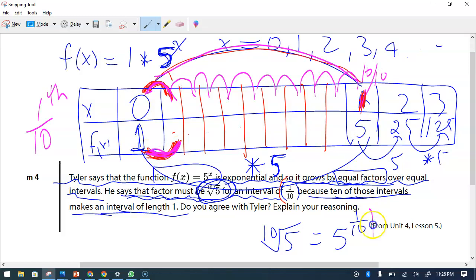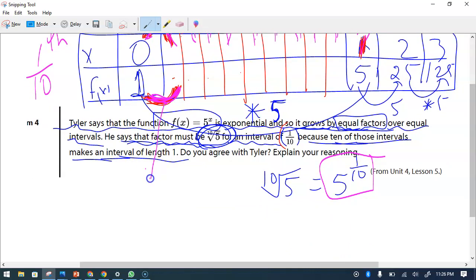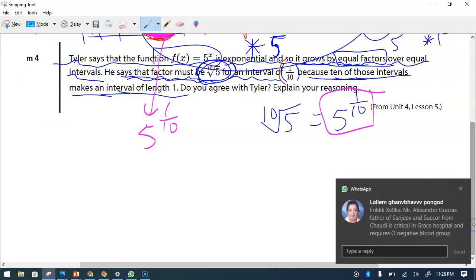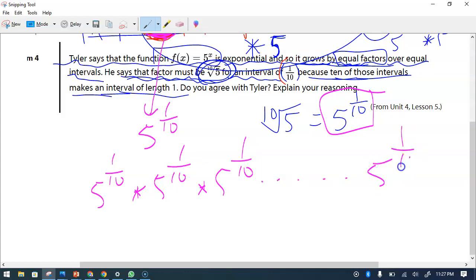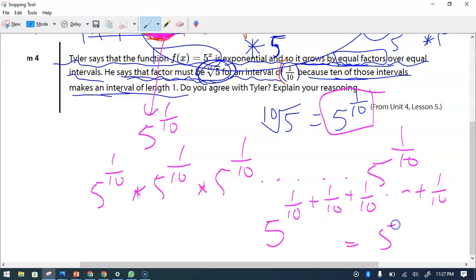So this will be the right answer, because if you see this part, it is 5 raised to 1 over 10. Because when you multiply 5 raised to 1 over 10 times 5 raised to 1 over 10 multiplied by 5 raised to 1 over 10, and you do that 10 times, it is 5 raised to 1/10 plus 1/10 plus 1/10 and so on, and you add 10 of those 1/10, which is the same as 5 raised to 10 over 10, and you get 5.